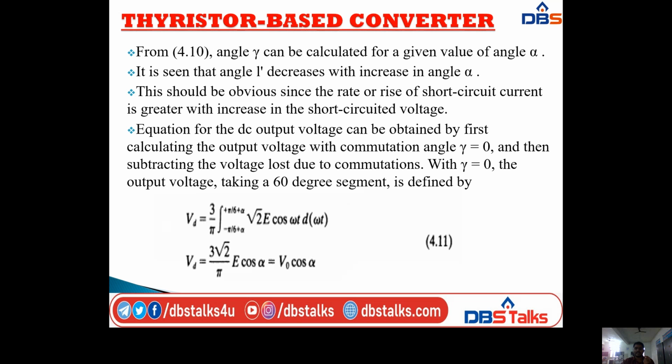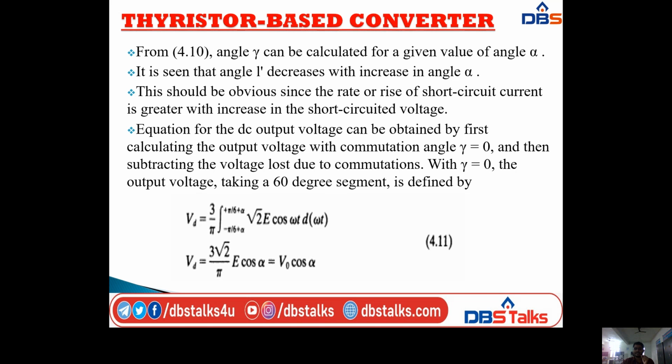The angle gamma can be calculated for a given value of angle alpha, and it is seen that the angle gamma decreases with increase in the angle alpha. This should be obvious, since the rate of rise of short circuit current is greater with the increase in the short circuited voltage.